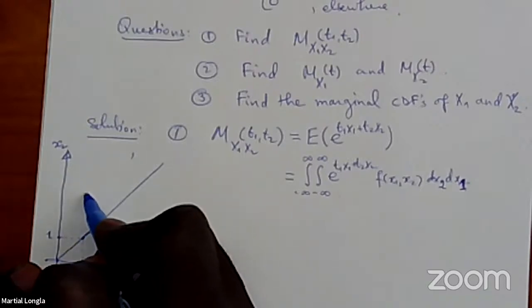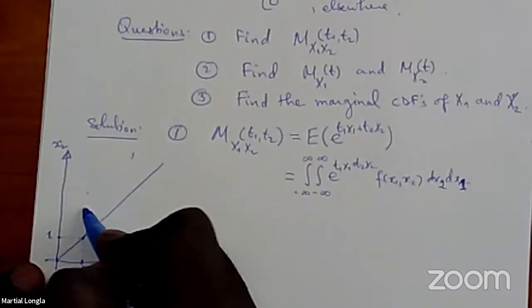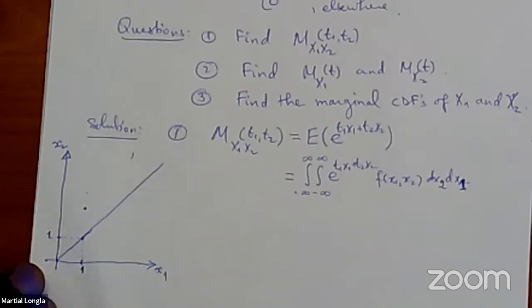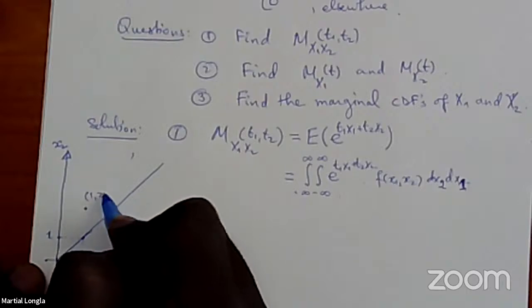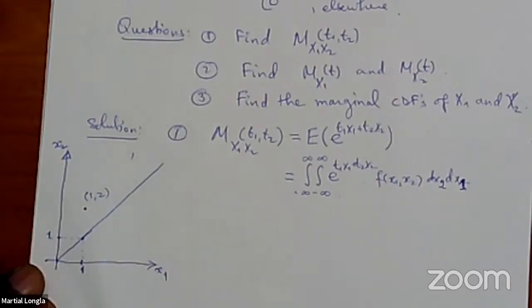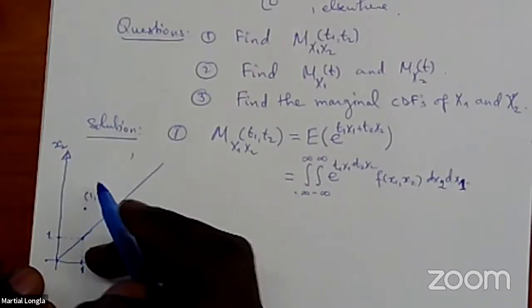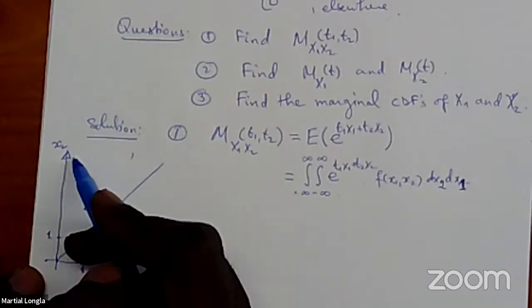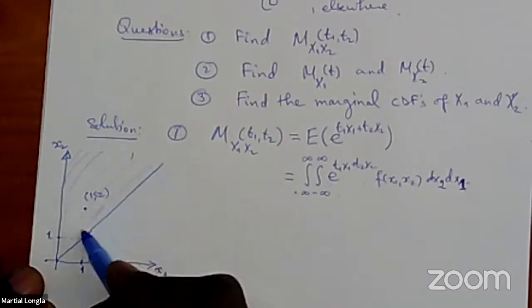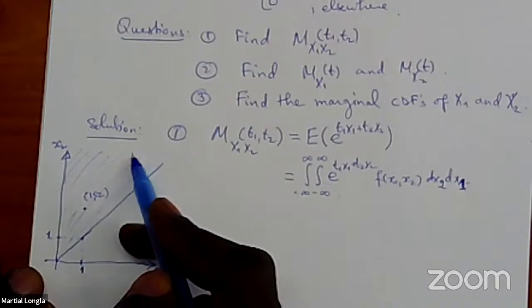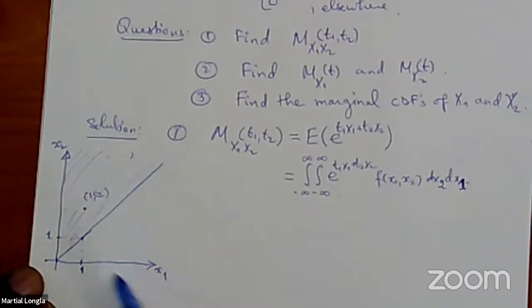So here, if we pick a point, that could be like 1, 2 here. If I pick this point, 1 for x1 and 2 for x2, then you check, is x1 less than x2? Yes, so it's here. So 1 is less than 2. So that's the region where the density is not equal to 0. So everywhere else, the density of that random variable is 0.